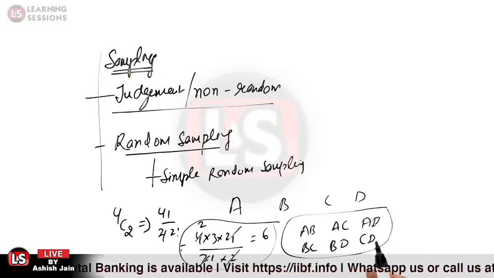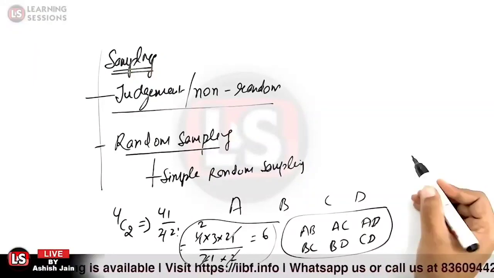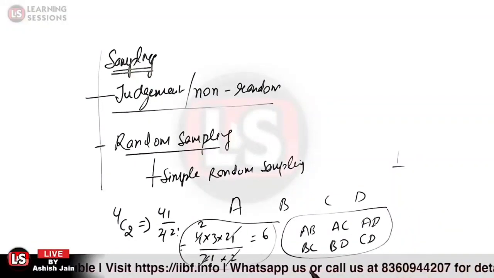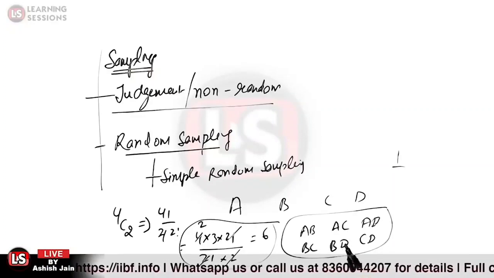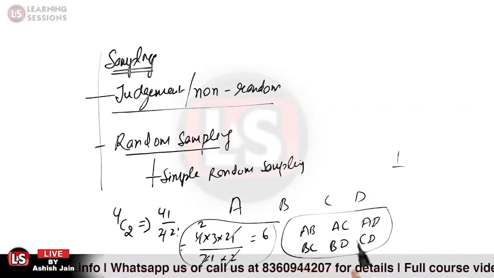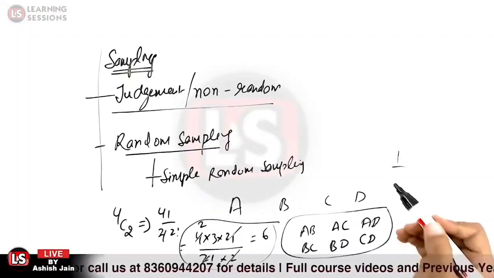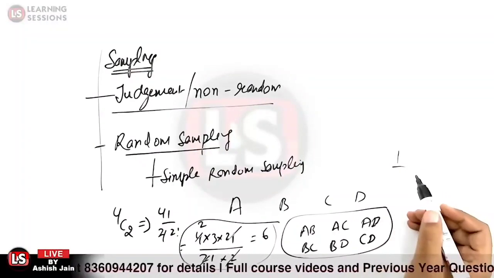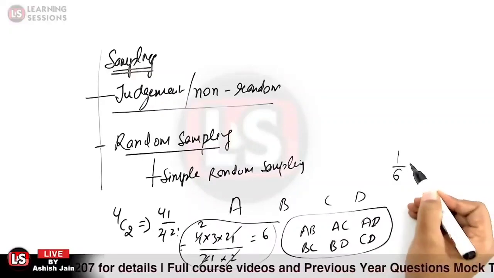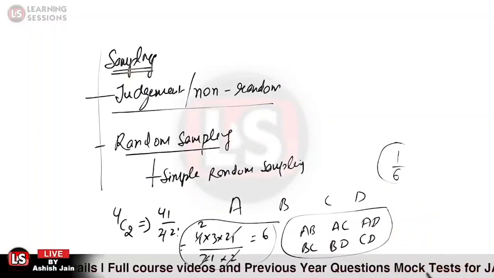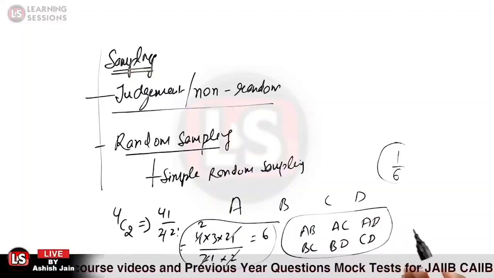Probability is basically equal to what? The expected outcomes, that is 1, because we want to select only one pair of the students. So either we'll be selecting AB, or AC, or AD, or BC, BD, or CD. That is basically one event only. And what is the total number of events? There are 6 events. So that will be the probability related to selecting a pair out of 4 students.